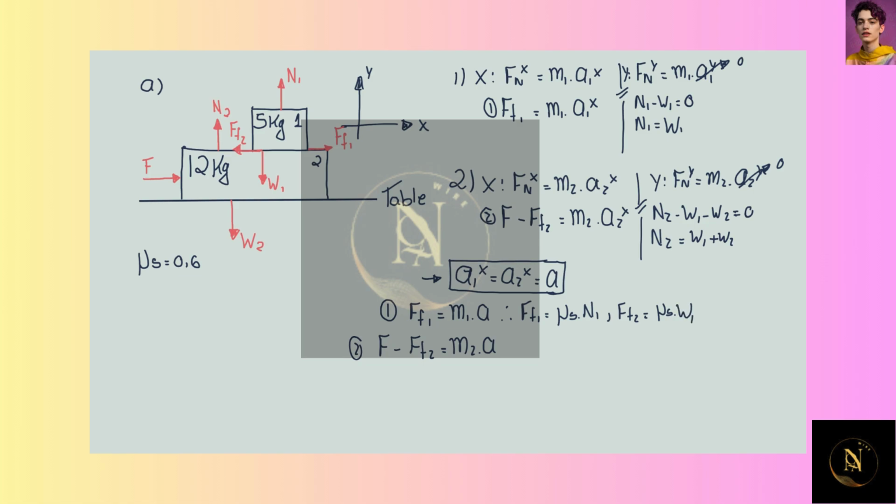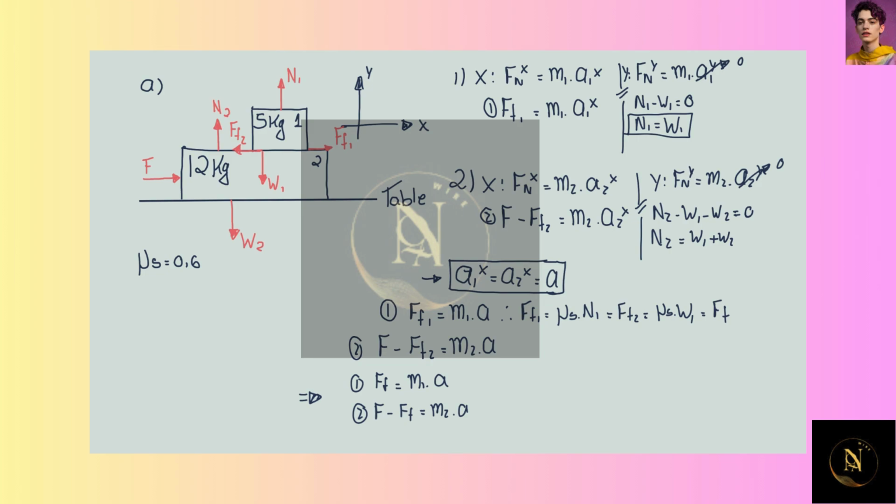But we also know that the normal force number 1 is equal to the weight number 1. Then we conclude that both frictional forces are equal. Therefore, let me write it like this. And both frictional forces I will call FF. Therefore, we can write these equations 1 and 2 as follows. FF is equal to M1 times A. For the second equation, F minus FF is equal to M2 times A.